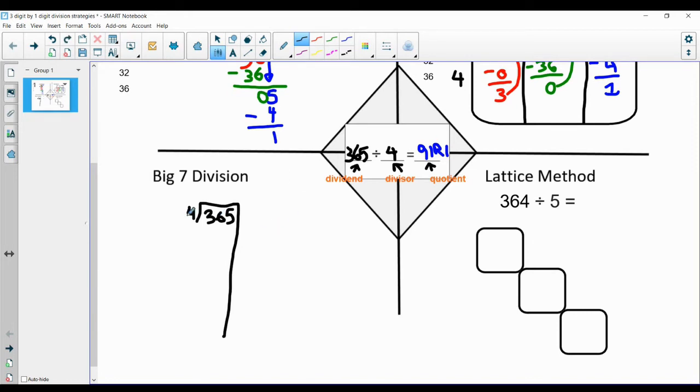So I'm going to use a large friendly number that will get me close to 365, and then I'm going to subtract it. So I'm going to take 4, and I'm going to multiply 4 by 50. 4 times 5 is equal to 20, and if I put a 0 at the end, I'm going to get 200. 365 subtract 200 is equal to 165.